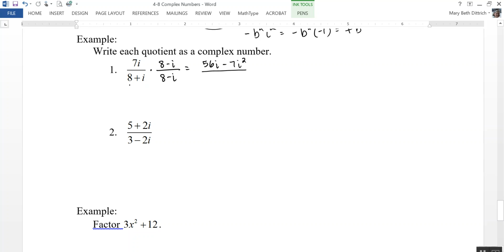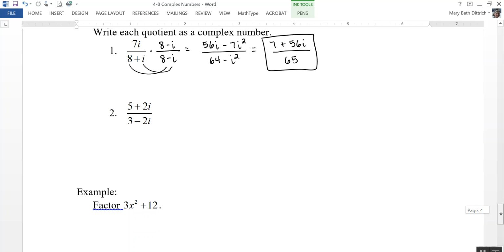And I'm just going to use the shortcut here, and I'm just going to do my first and my last. That's going to give me 64 minus i squared. On top, remember i squared is negative 1, so that's going to make that a positive 7. So 7 plus 56i over, this is going to turn into 64 plus 1, so minus a negative 1, or 65.